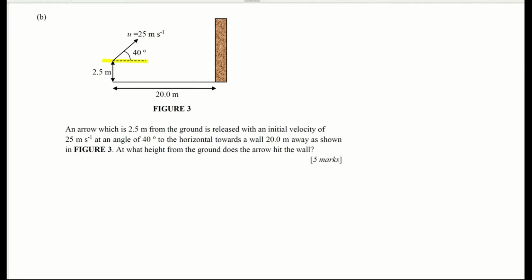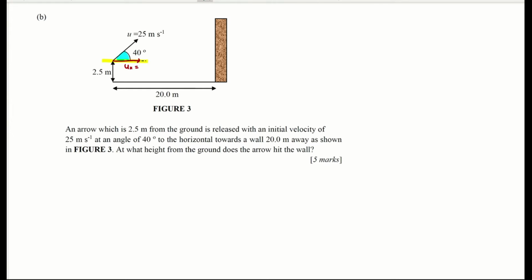And the initial velocity is given as 25 meters per second at an angle of 40 degrees to the horizontal. That means you need to resolve u first into ux and uy. And the launching point here is 20 meters away from the wall. So here we have a wall which is 20 meters away from the launching point. At what height from the ground does the arrow hit the wall? So first of all, let's resolve ux and uy. So here we have ux. You can see the angle sits next to the x, right?